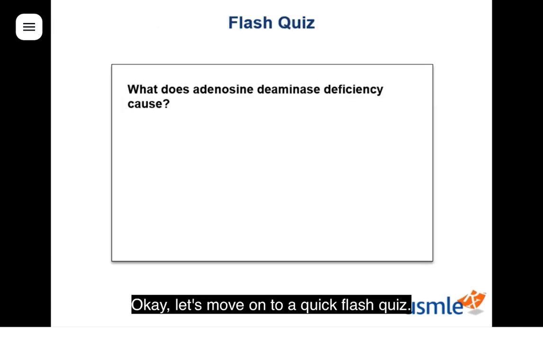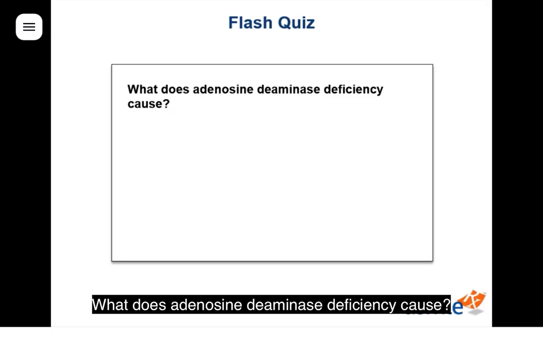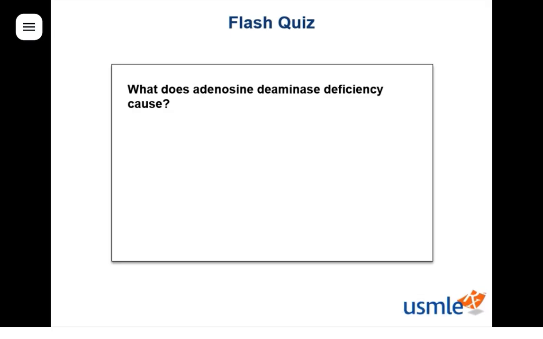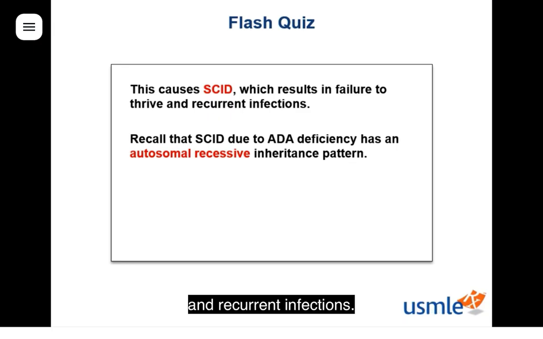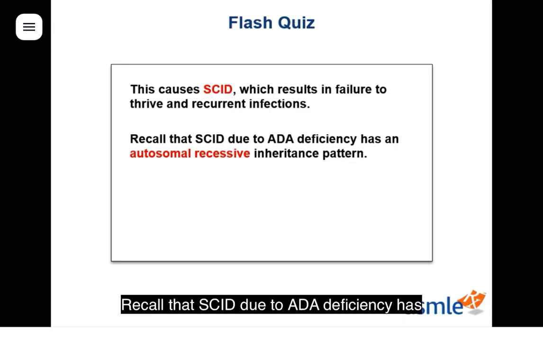Okay, let's move on to a quick flash quiz. What does adenosine deaminase deficiency cause? This causes SCID, which results in failure to thrive and recurrent infections. Recall that SCID due to ADA deficiency has an autosomal recessive inheritance pattern.